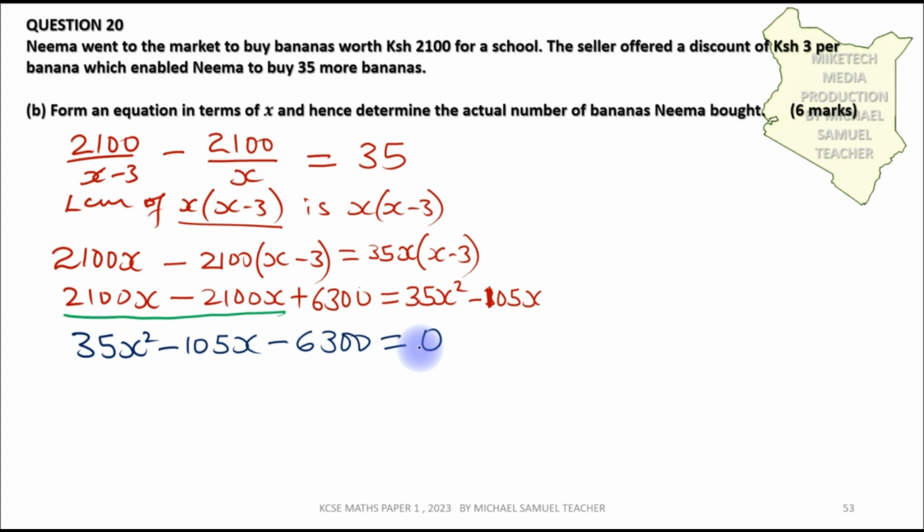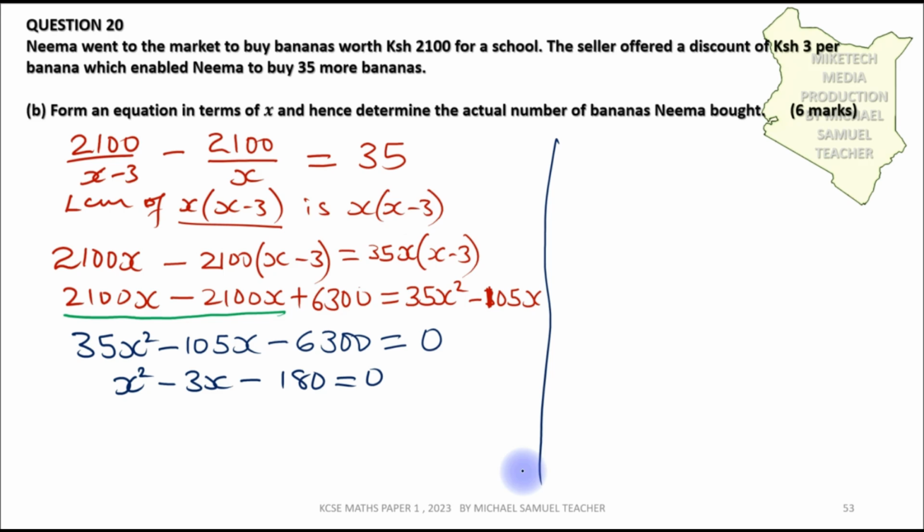I'll just rearrange them so I can simplify, divide it through by 35. So this will be x squared minus 3x, minus 180, will be equal to 0.